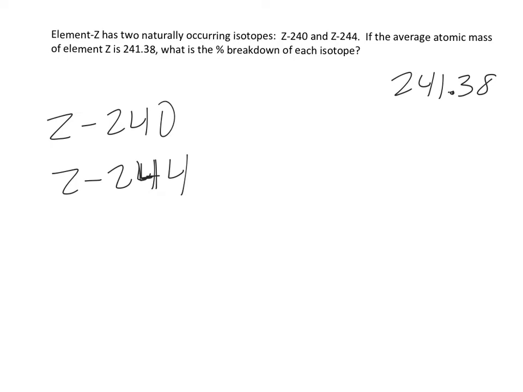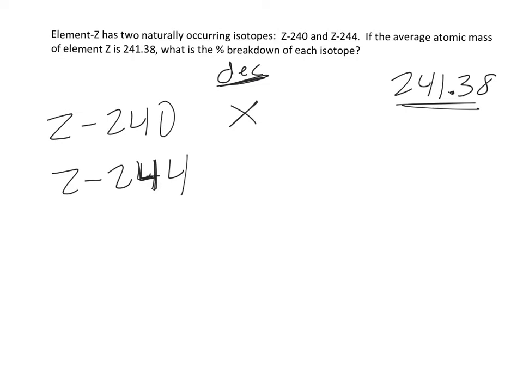If the average is 241.38, that's closer to 240 than it is to 244, so there must be a larger percentage of 240. The goal now is to figure out what that percentage is. So whenever we have an unknown, we can establish variables for them. So the amount of Z240 there is, we can say there is X. And rather than use percentages, it's usually easier to think of these as decimals. So like 50% would be 0.5, for example.